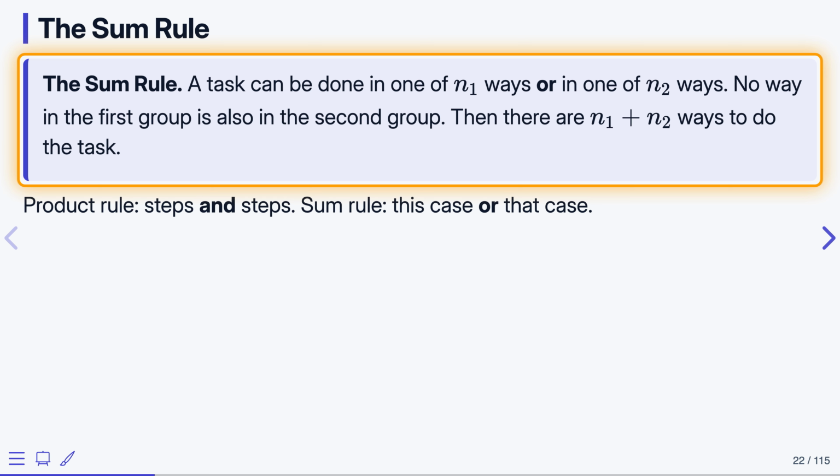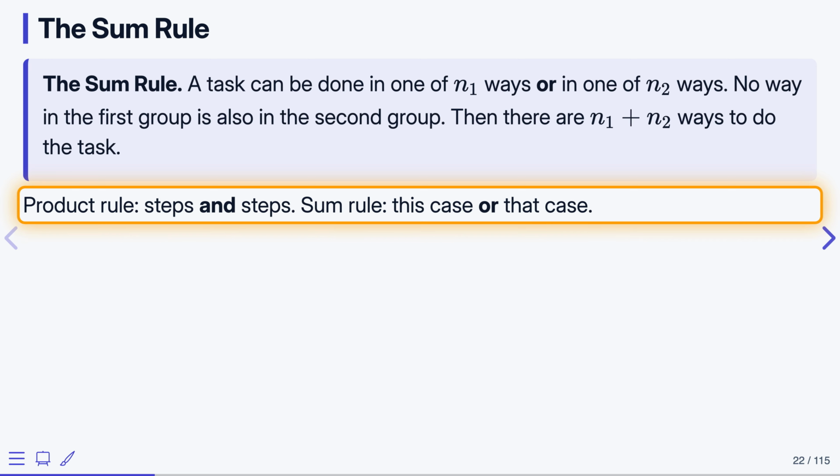Now the second rule. It is called the sum rule. A task can be done in one of n1 ways, or in one of n2 ways. The 2 groups must not overlap. No way in the first group may also be in the second group. Then the number of ways is n1 plus n2. We add.